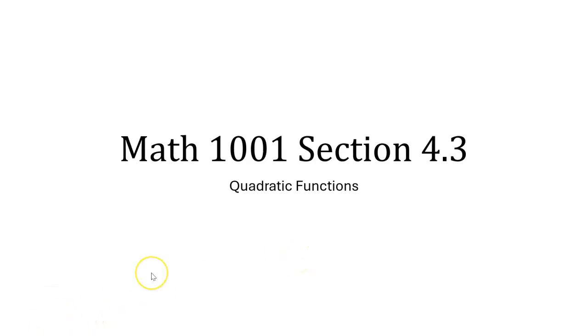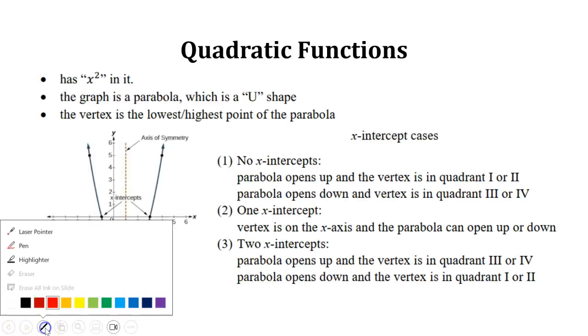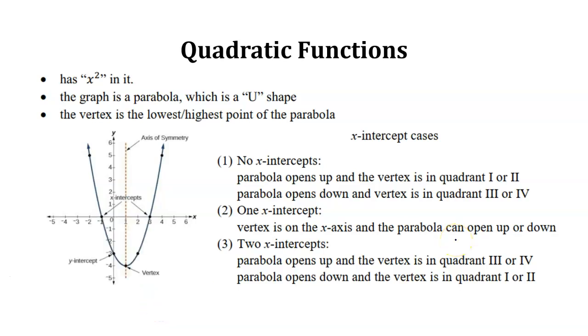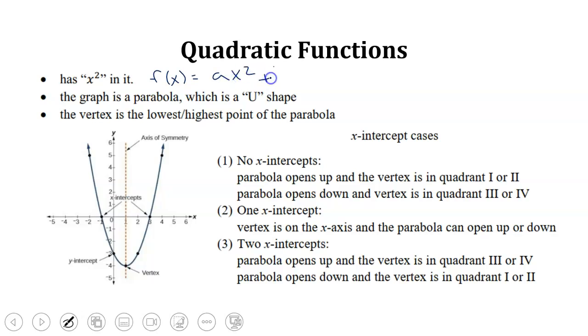In section 4.3, we're going to move on to quadratic functions. The difference between quadratic functions is it has the x squared in it. Meaning, we have f of x equals ax squared plus bx plus c. And this f of x is our y coordinate, and all of our x's are our x coordinates.